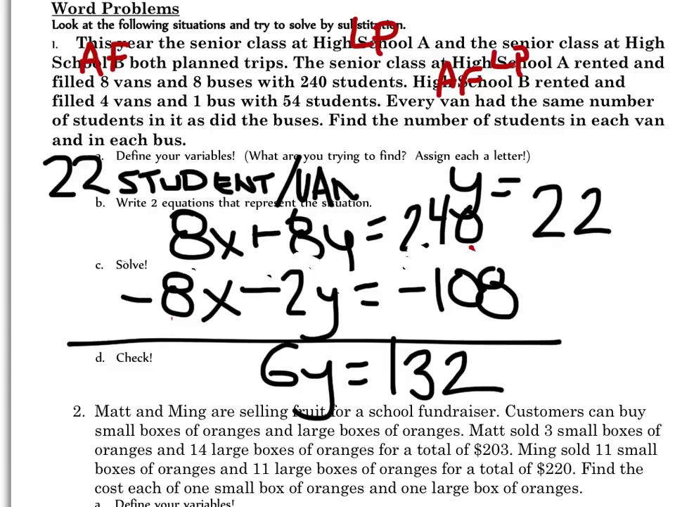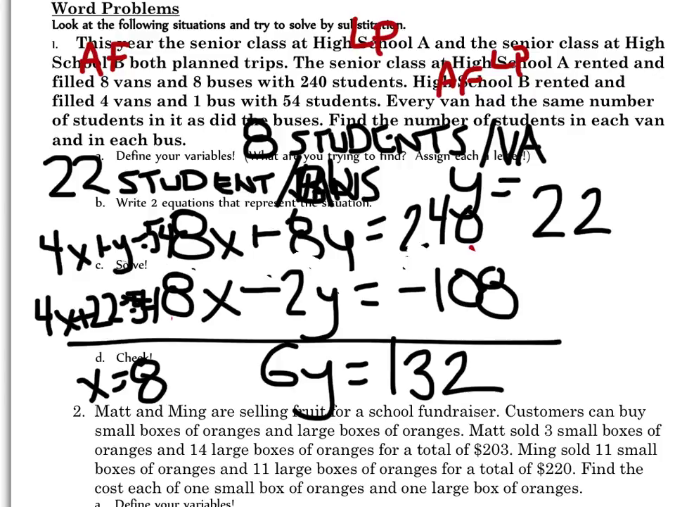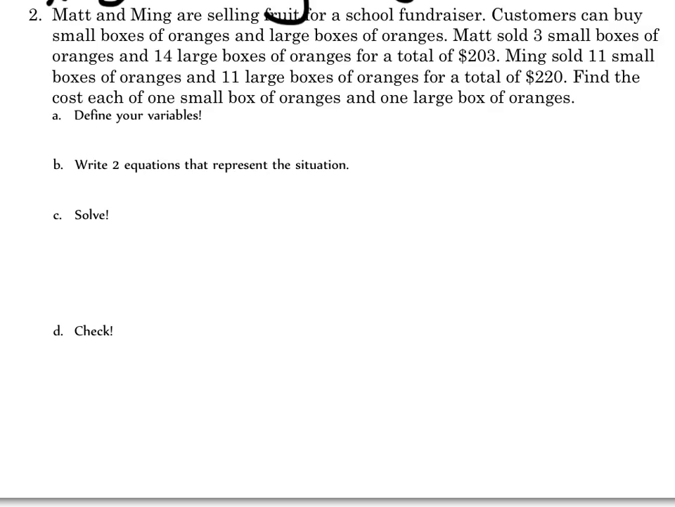Now that's fairly simple to solve for the number of students in a bus. I spelled bus wrong, sorry. So now we're going to substitute 22 in for y. We had 4x plus y equals 54. Well, if y is 22, 4x plus 22 equals 54. So x is 8. So 8 students per van, 22 students per bus. Boom!